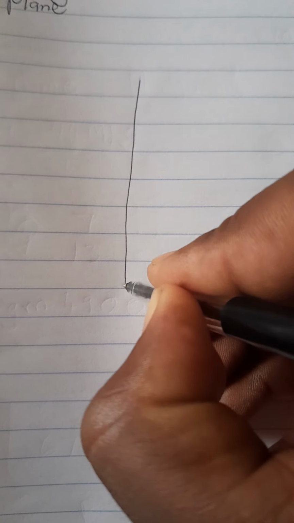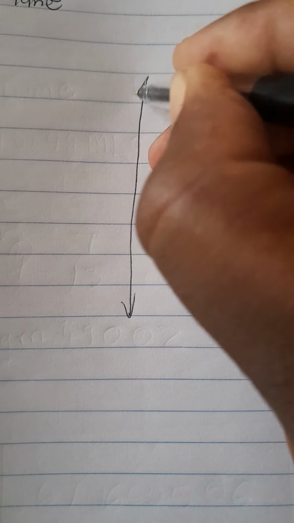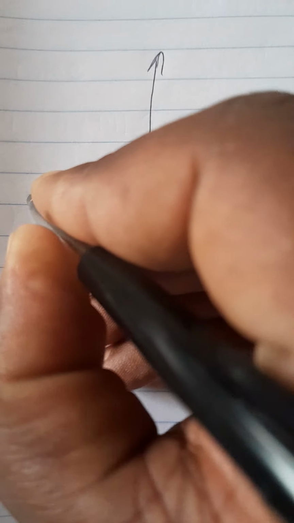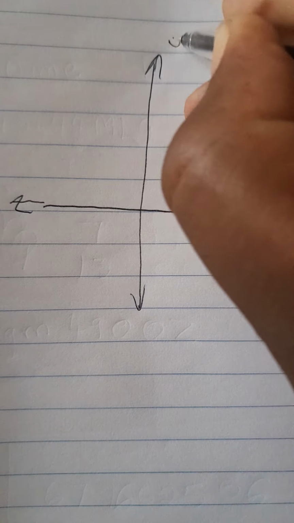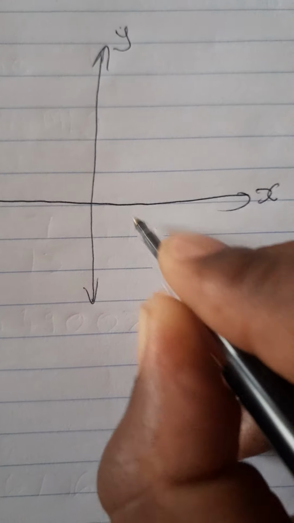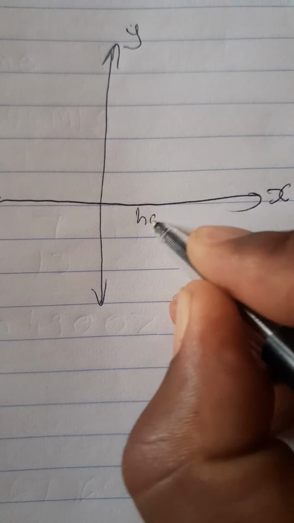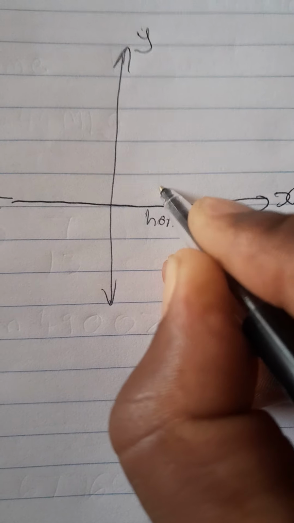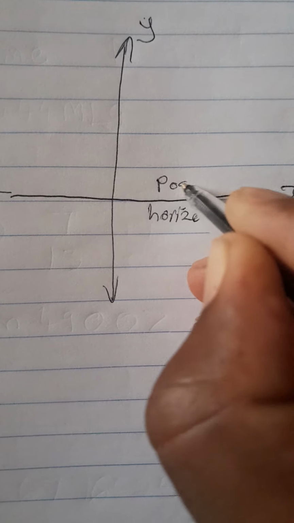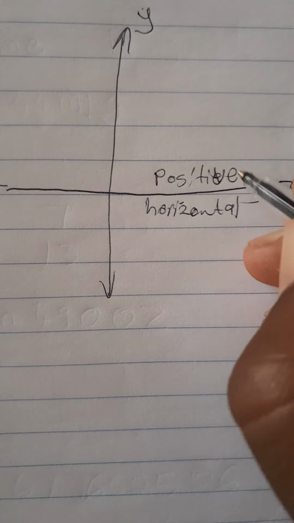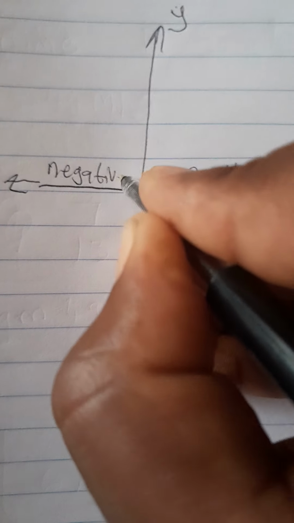Let me just write it so that it becomes appealing to you. Okay, this is the vertical axis, we call it a y-axis, and this is the horizontal axis, we call it x-axis. Remember, this is horizontal. At the right hand side, this is where we find positive x values. At the left hand side, we find the negative x values.